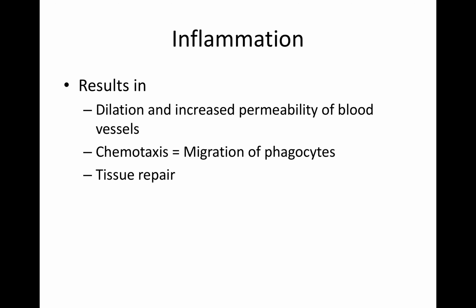So inflammation results in a dilation and increased permeability of blood vessels. So the innate immune system can leak out of the blood vessels and into the damaged tissue area. We also get chemotaxis, which is a migration of phagocytes. So with chemotaxis, where we have the tissue damage, those damaged cells release cytokine chemicals, and the phagocytic cells go from a low concentration to a high concentration towards that site of injury. And ultimately, inflammation should result in tissue repair.